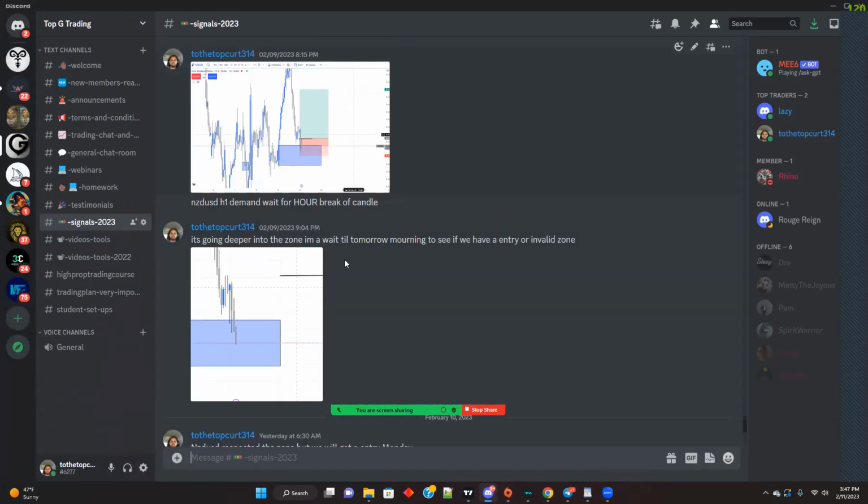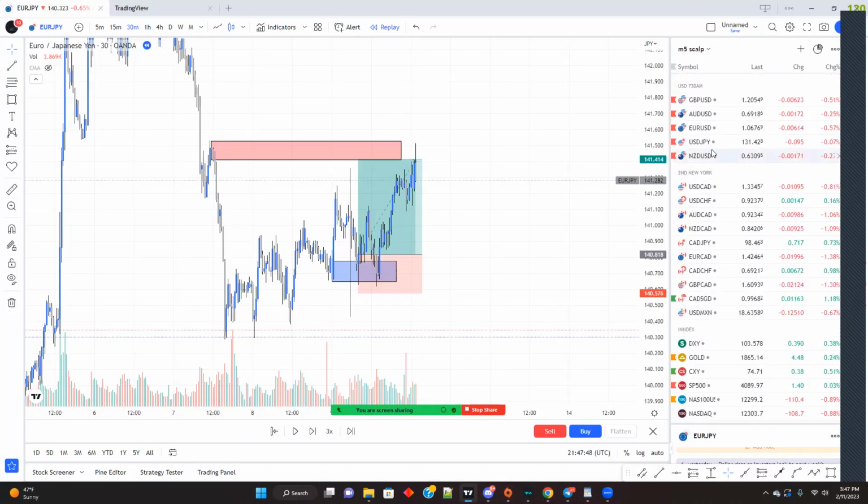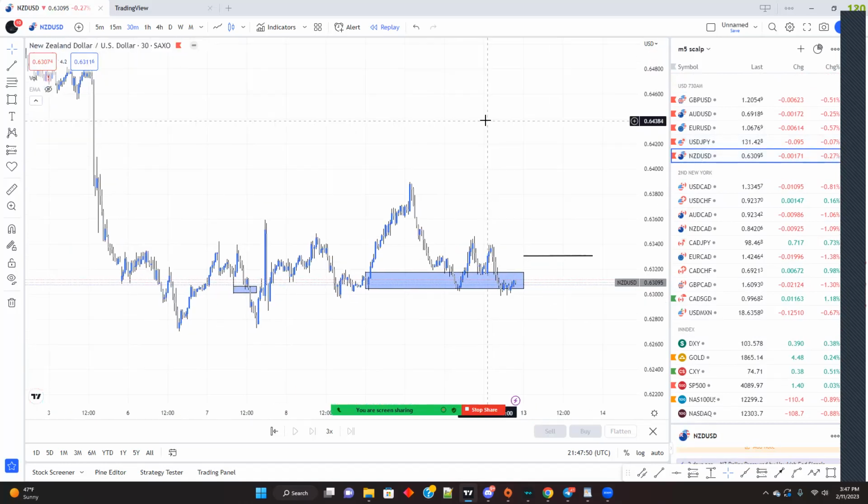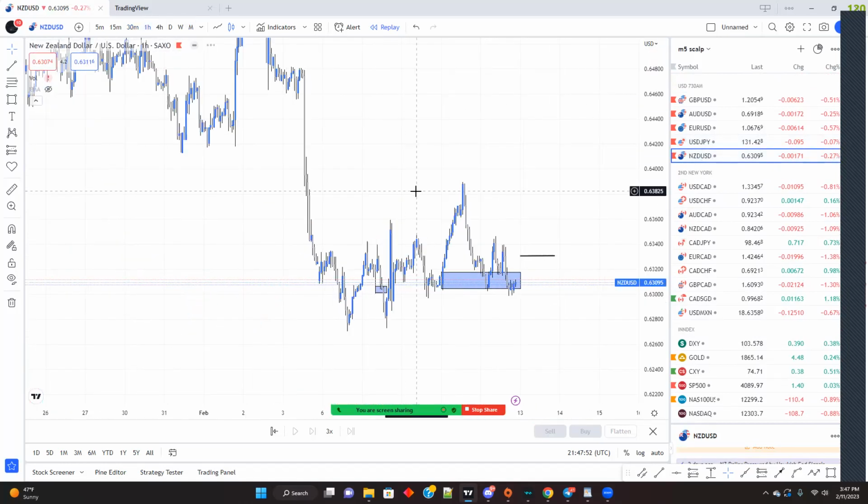I just let it go. It didn't break no candle. What it did is it came up there and then came back down. I was like, I don't feel like dealing with New Zealand dollar at the moment. We might be looking at it next week. Matter of fact, let's see what it did off that zone. I think this is the zone, isn't it?